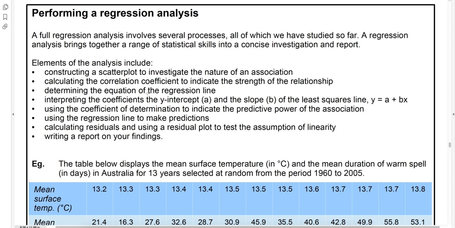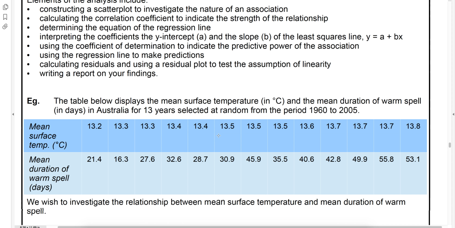You'll find the equation of the regression line, and after doing that, you'll interpret the slope and the y-intercept. You'll also find the coefficient of determination, that's r squared, and you will interpret that as well. You may use the regression line to make some predictions. You may also calculate some residuals, but finally you will use a residual plot to test your assumption of linearity. So was it confirmed, or could you in fact deny that assumption by stating that there is a pattern in the residual plot? And finally, of course, like we always do, we write reports on our findings.